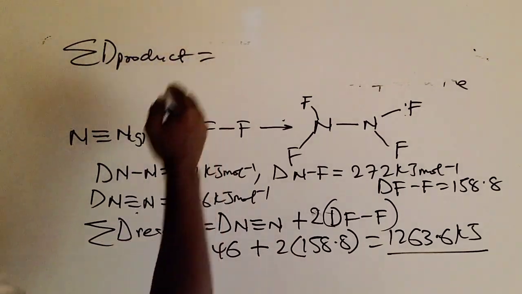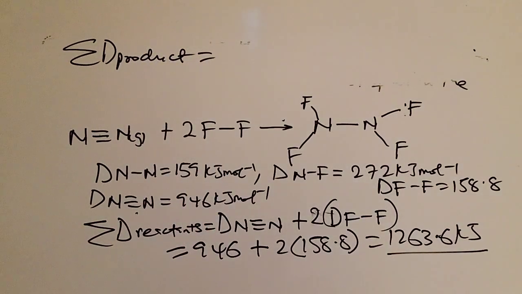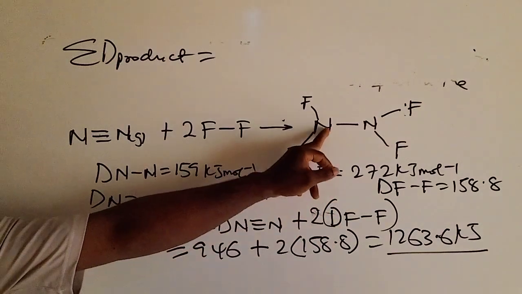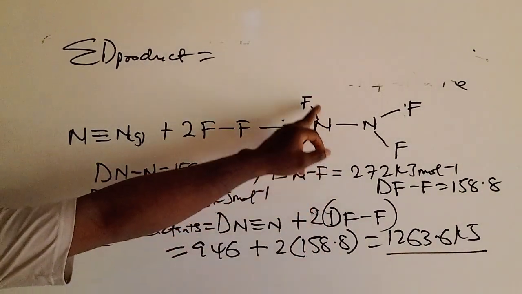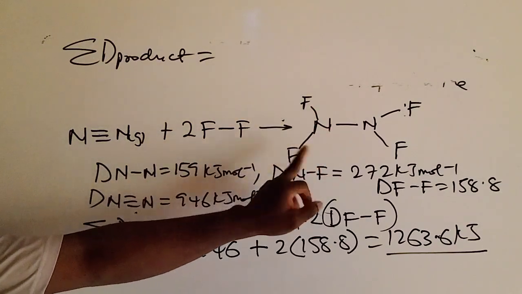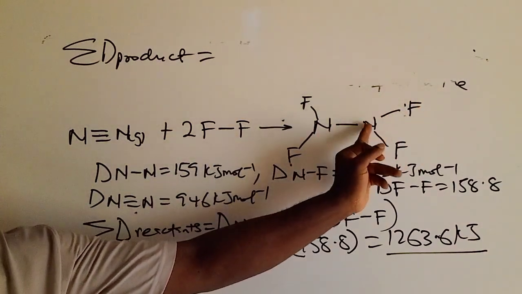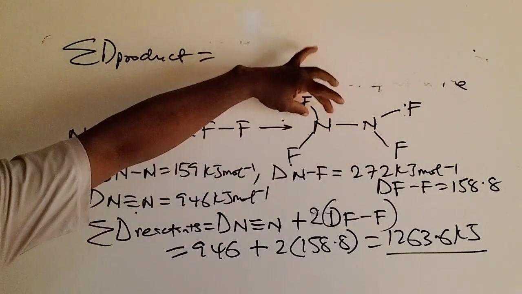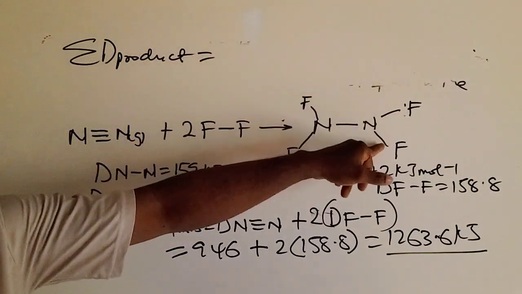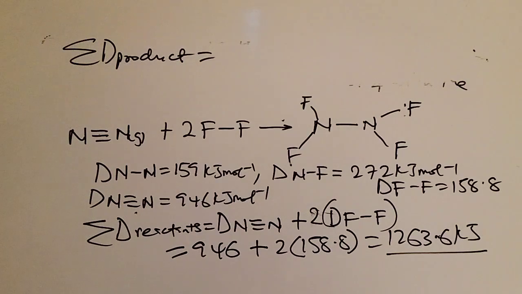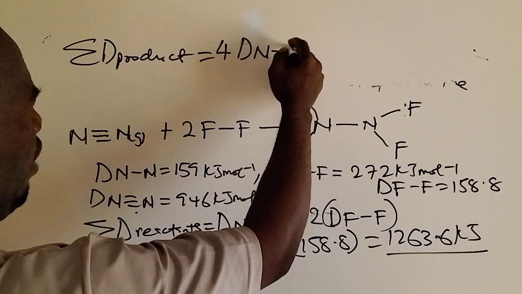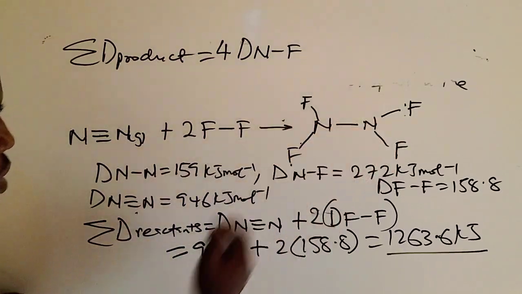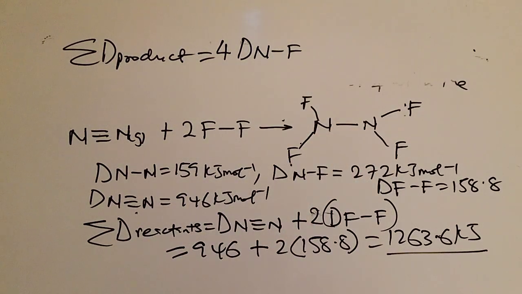Now we'll look at the product. What kind of bonds do you have in the product? You have the nitrogen fluorine bond. How many times does the nitrogen fluorine bond occur? NF bond, NF bond, NF bond, NF bond. So 1, 2, 3, 4. There are 4 NF bonds. So we write 4 multiplied by D of NF, since there are 4 of this bond in this molecule.